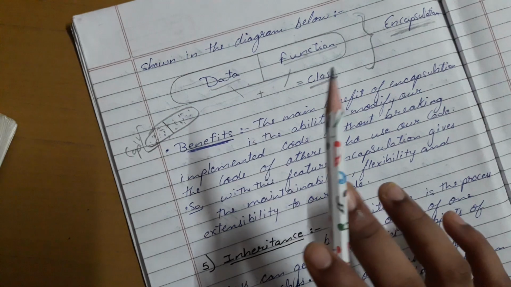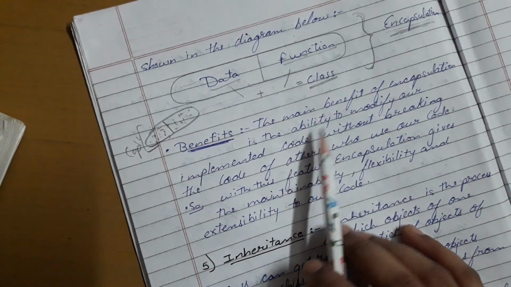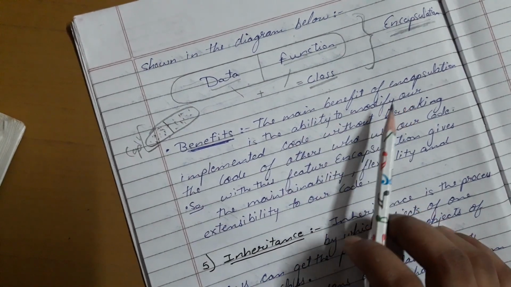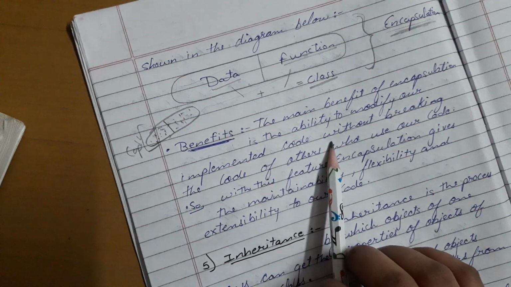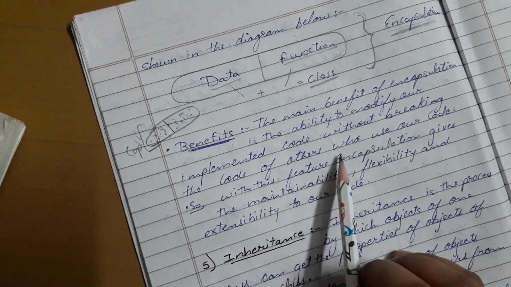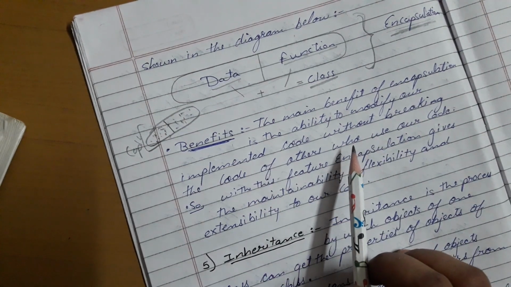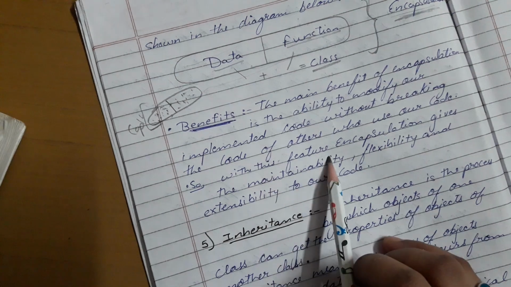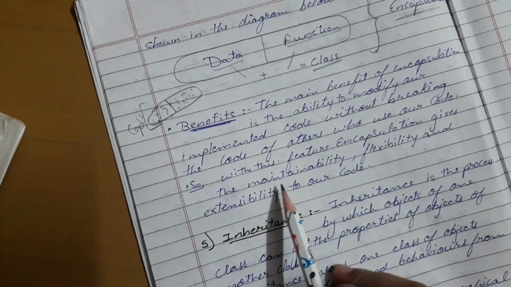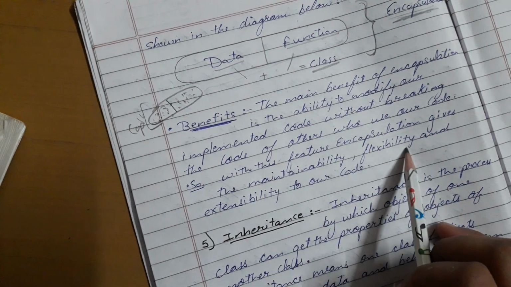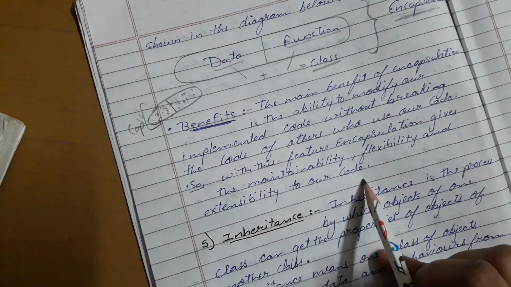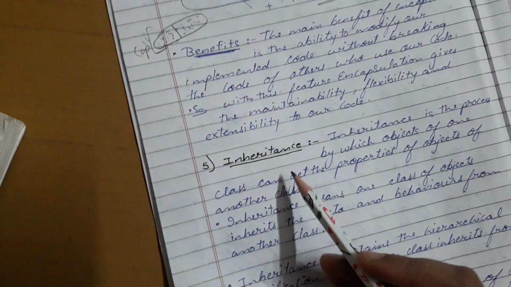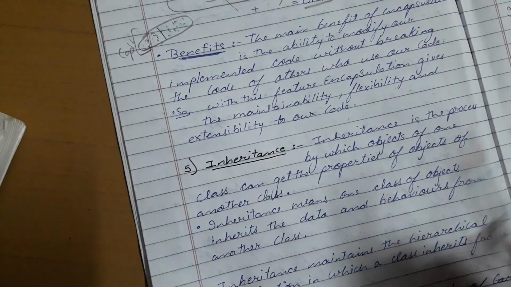Benefits. The benefit of encapsulation is the ability to modify our implemented code without breaking the code of others who use our code. So with this feature, encapsulation gives maintainability, flexibility and extensibility to our code. Now our next topic is inheritance.